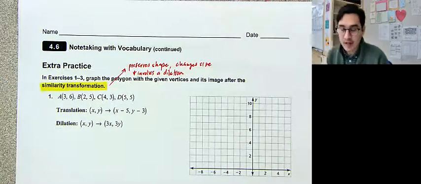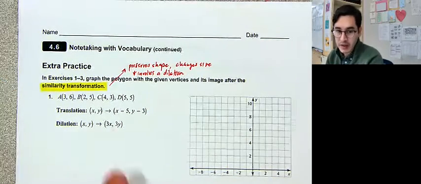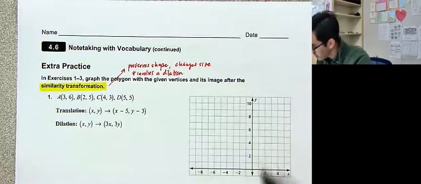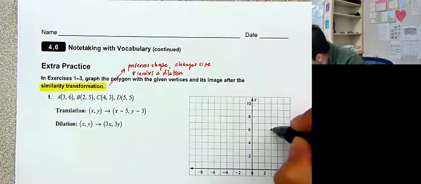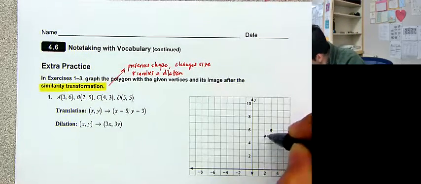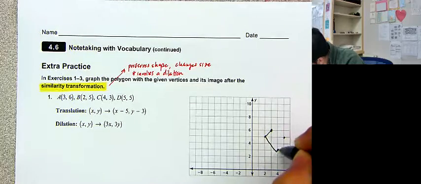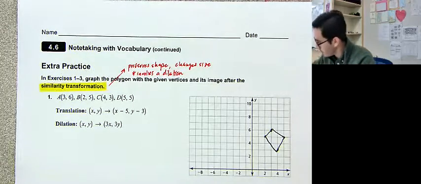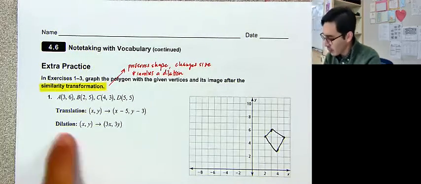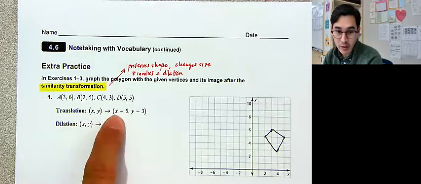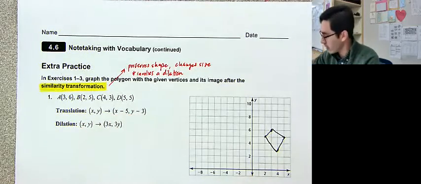All right. So let's look at question number 1. Okay, so we have 4 points. That's going to form a quadrilateral. So let's go ahead and plot these. 3, 6, 2, 5, 4, 3, and 5, 5. And then we're going to translate it, okay, by subtracting 5 from each x coordinate and subtracting 3 from each y coordinate.